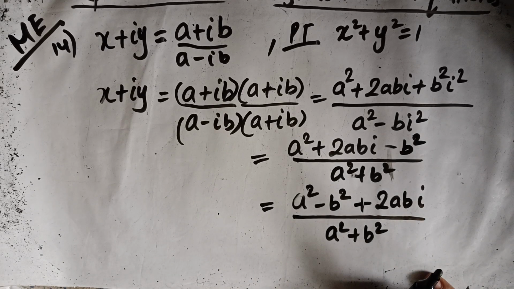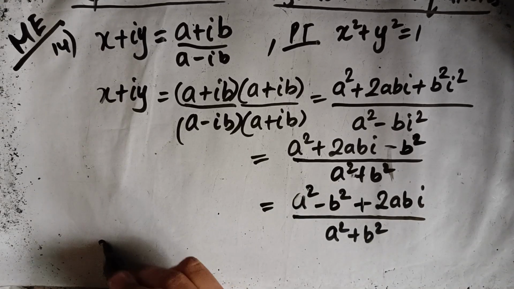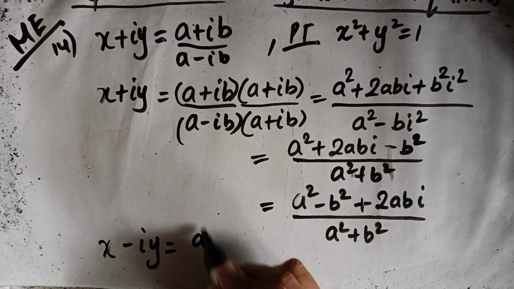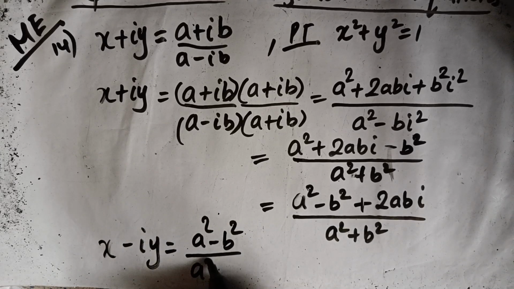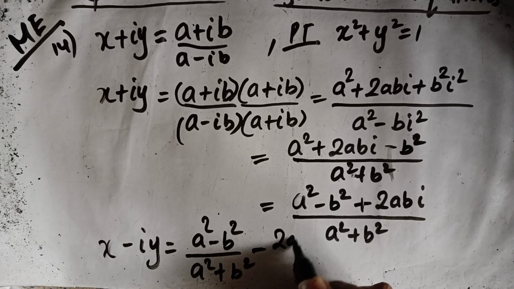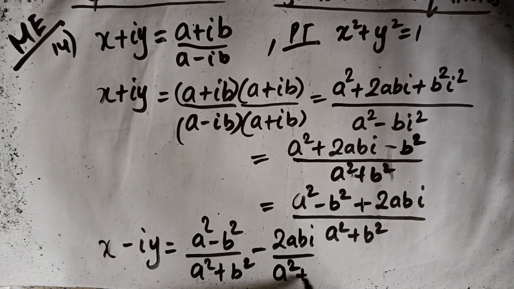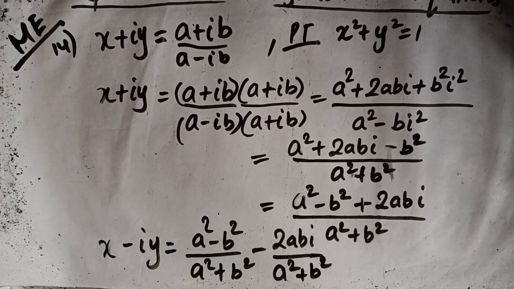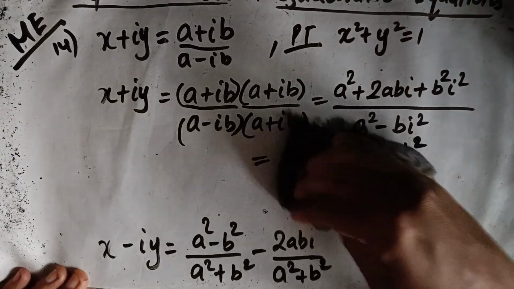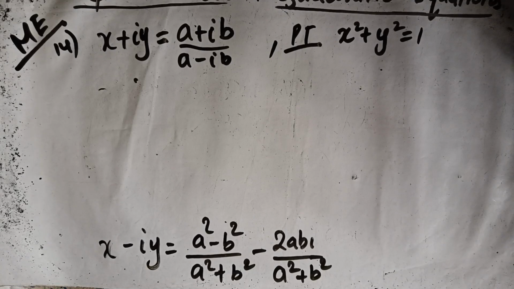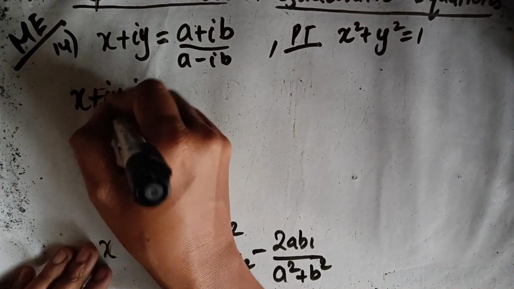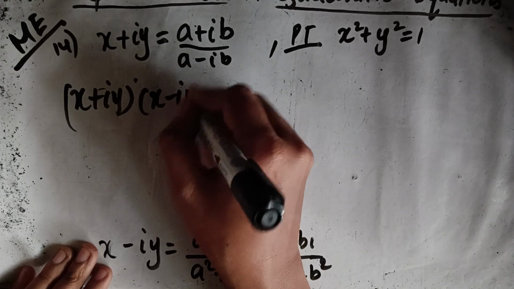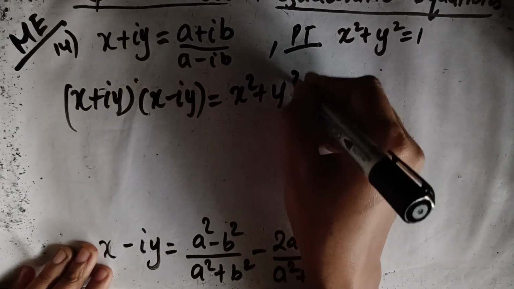Conjugate of this will be with a negative sign here, right? So x minus iy will be a square minus b square minus 2abi upon a square plus b square. Now we have to multiply this x plus iy and x minus iy. So that will give x square plus y square.